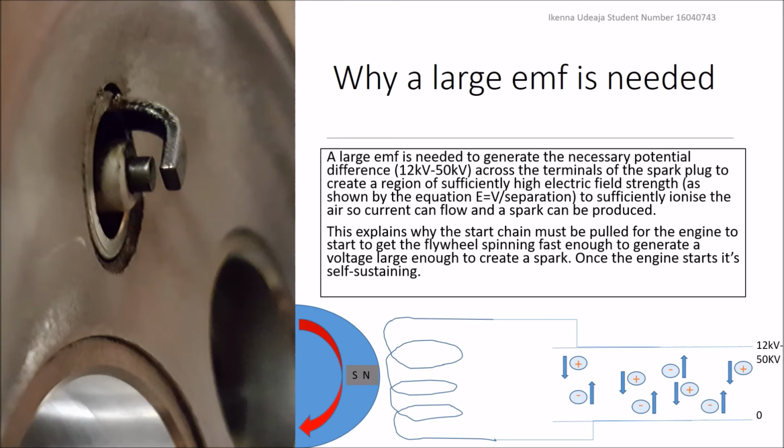This is shown by the visualization below, and explains why the start chain must be pulled before the engine starts, to get the flywheel spinning fast enough to generate a voltage large enough to create a spark. Once the engine is already started, the engine is self-sustaining.